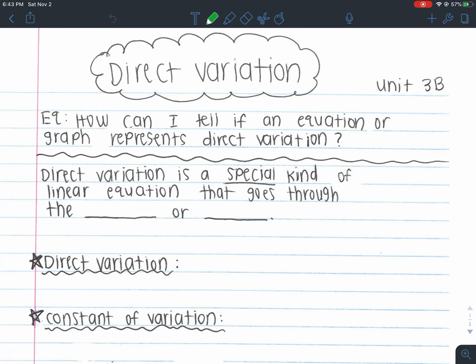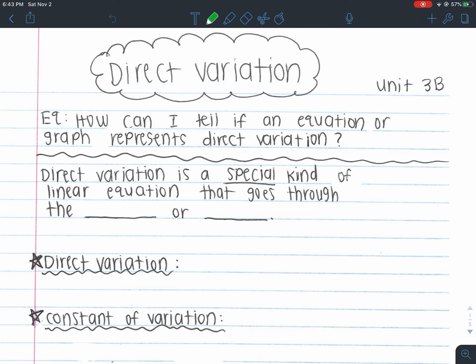Hey guys, these notes are for direct variation. Our essential question is how can I tell if an equation or graph represents direct variation? We are in Unit 3b, and Unit 3 is basically about lines and different forms of lines and different types of linear equations. So we've learned previously about three different forms: slope-intercept, point-slope, and standard form.